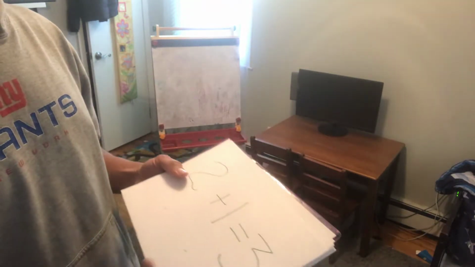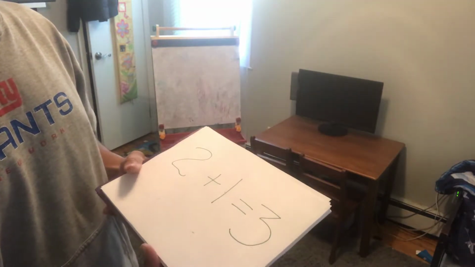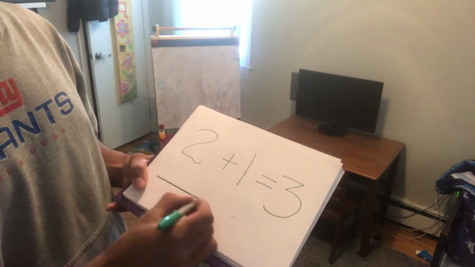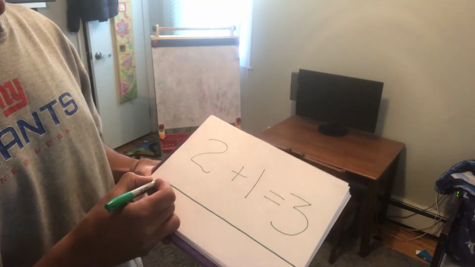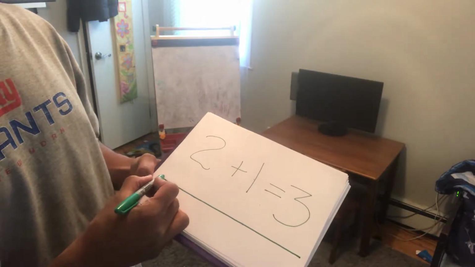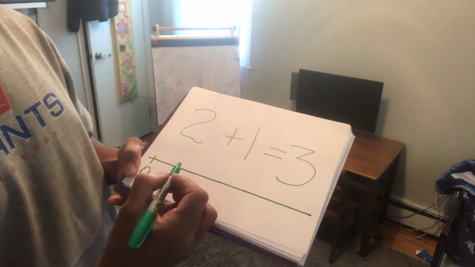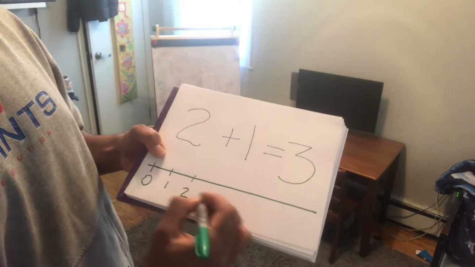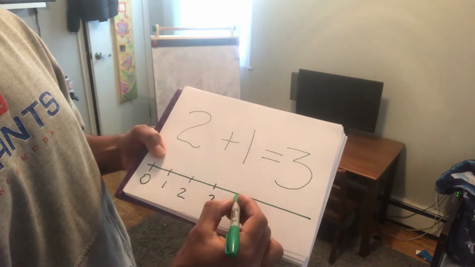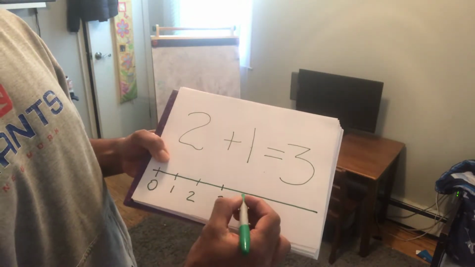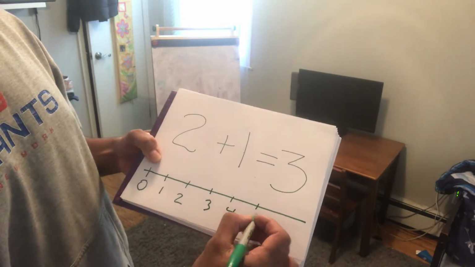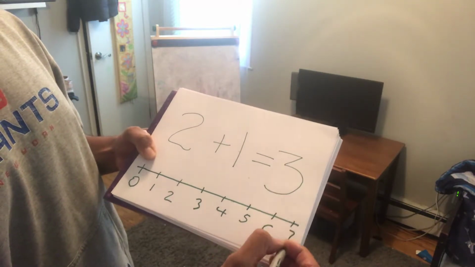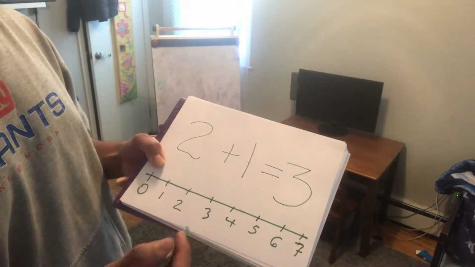But there's another way to look at 2 plus 1. What I want to introduce to you is something called the number line. This is called a number line. With the number line, we're going to start at 0. So you got 0, 1, 2, 3, 4, 5, 6, 7, and then it can go on forever.